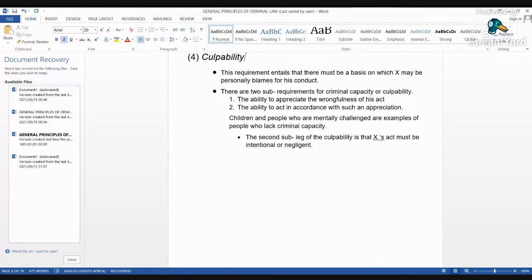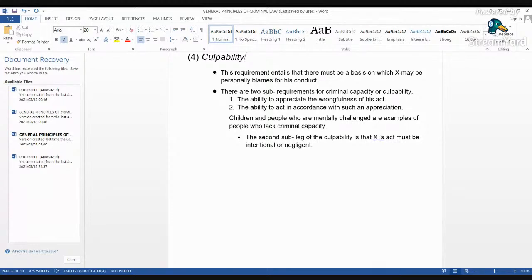Is X able to appreciate that what he is doing or what he's about to do is wrong? And then we move on to the second sub-leg, the ability to act in accordance with such an appreciation. So we're saying that if X is able to appreciate whether this is wrong or right, is he able to act with such appreciation?